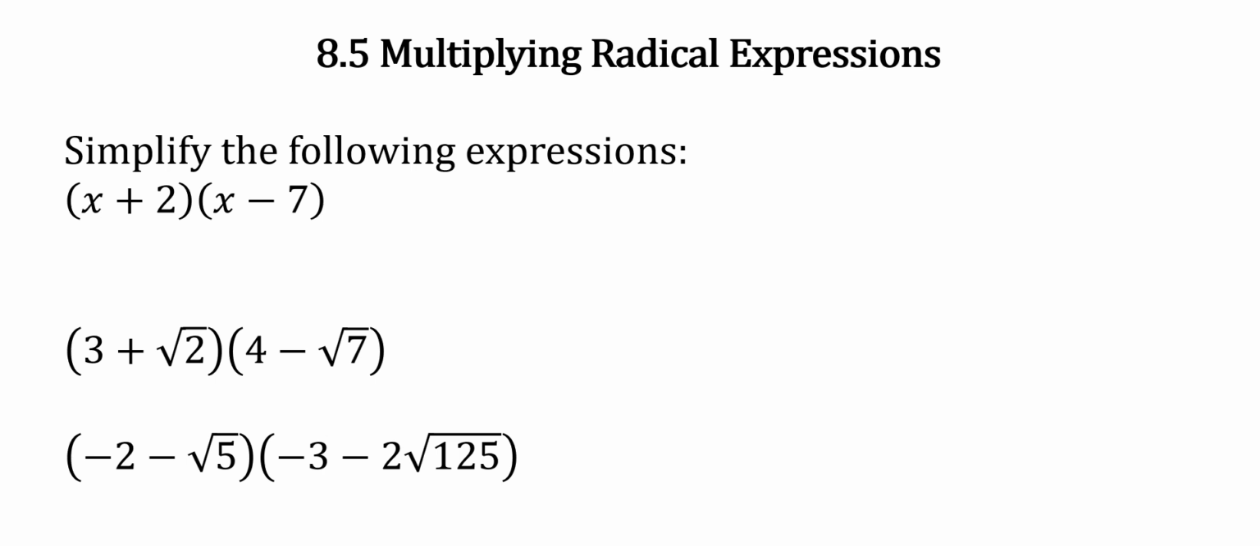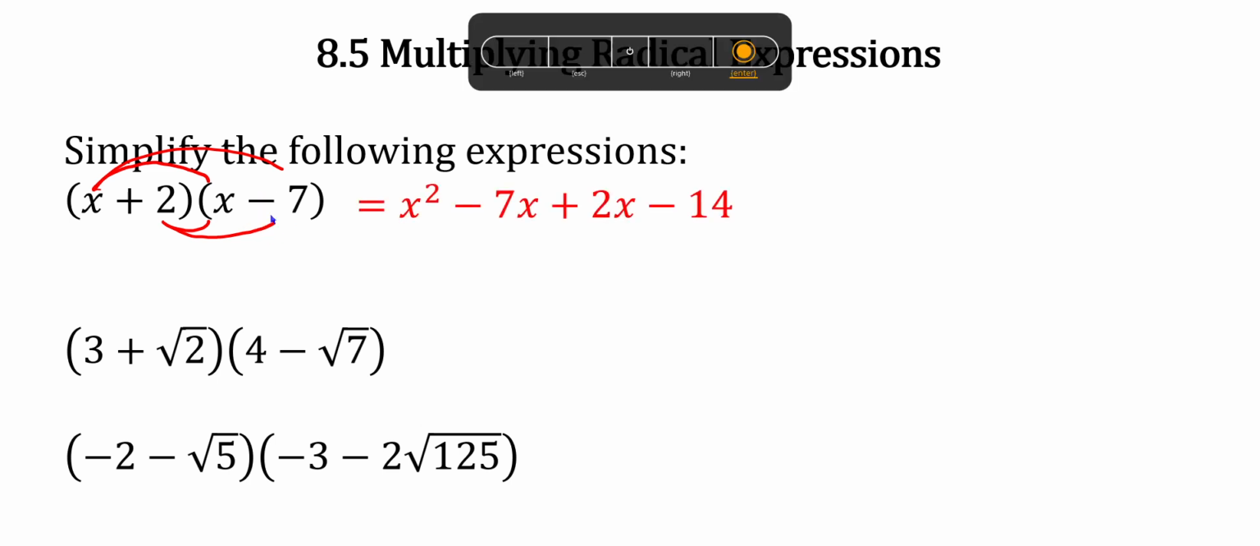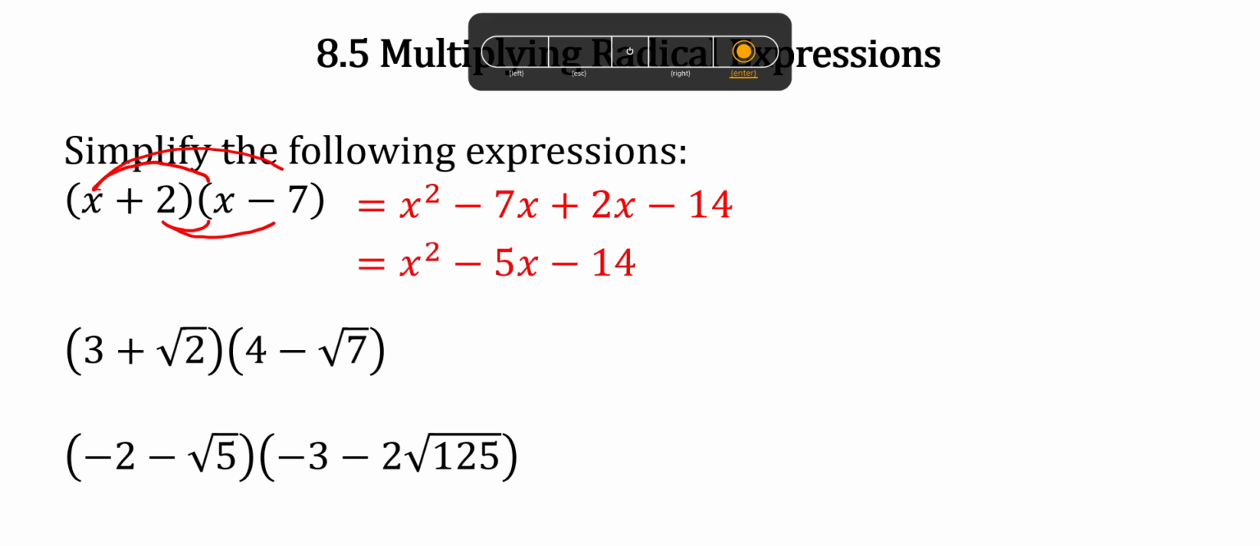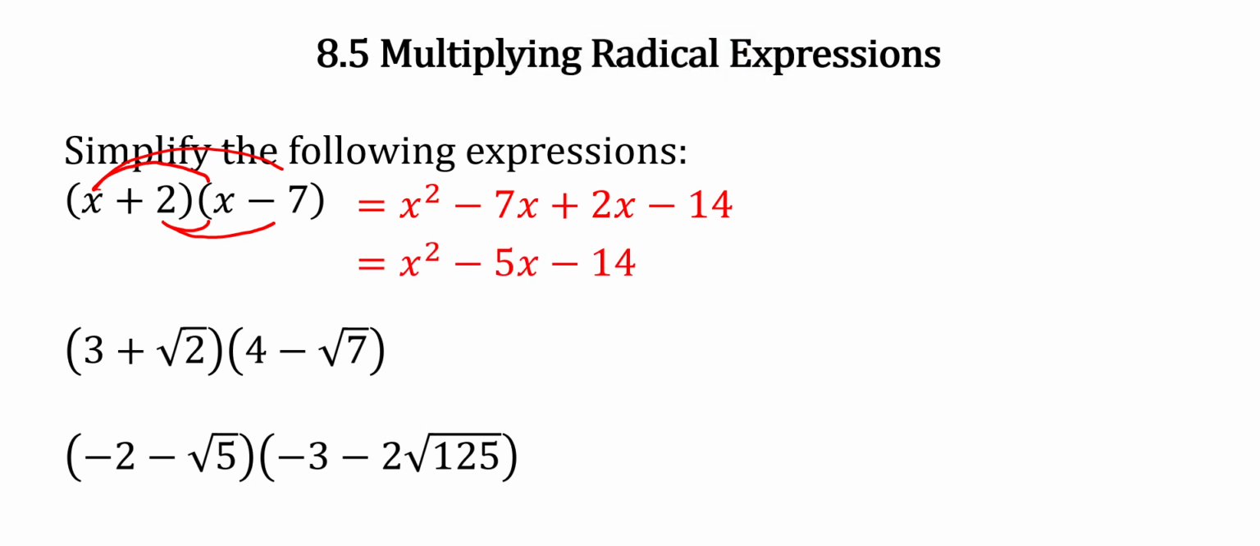Okay, so now we're going to move on to multiplying radicals. We're going to follow the same basic procedure here. If I had x plus 2 times x minus 7, I'm basically distributing my x in there: x squared minus 7x plus 2x minus 14. And then I can combine like terms in the middle here, minus 7x and 2x, and get x squared minus 5x minus 14.